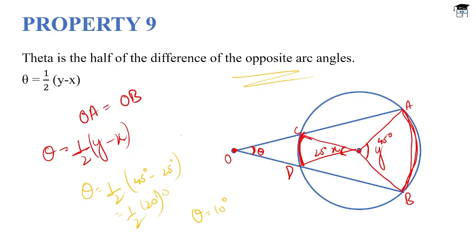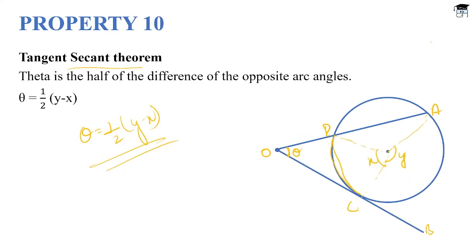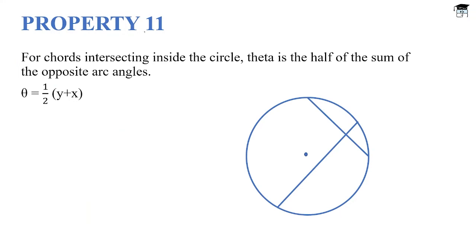Here we were talking about two secants, and here we are talking about a tangent and a secant. OB is a tangent and OA is a secant, right? Understood? So this is the last property for circles, and it concerns chords intersecting inside the circle.